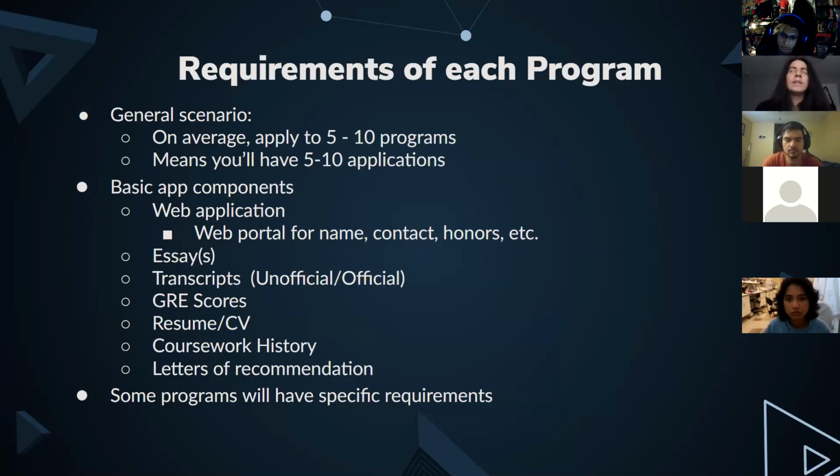So let's say in a general scenario, what we recommend on average, you'll apply to 5 to 10 programs. And so that means you will have 5 to 10 applications that you will have to fill out. Most of these applications contain the web application. That's the web portal they have up, the website where you'll make your login and fill out your name, contact, any honors, list off where your school is, very basic information to make a profile about you.